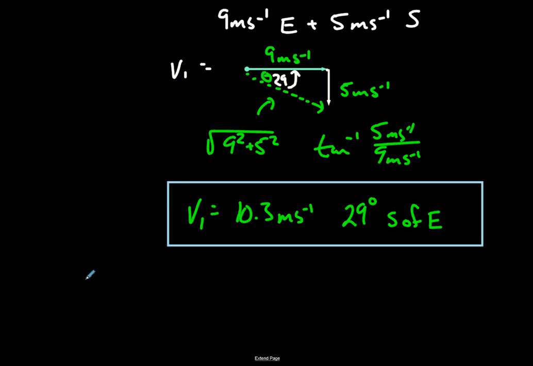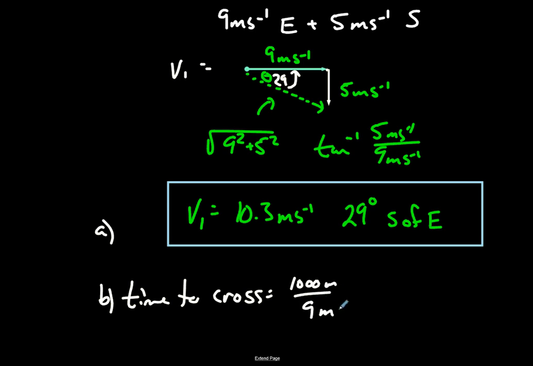So now we might get asked the time. So there's A, B. Well, what about time now? Time to cross. Well, that should be easy. Time to cross is going to be however wide I'm going divided by however fast I'm going. So in this case, 1,000 meters divided by 9 meters per second.